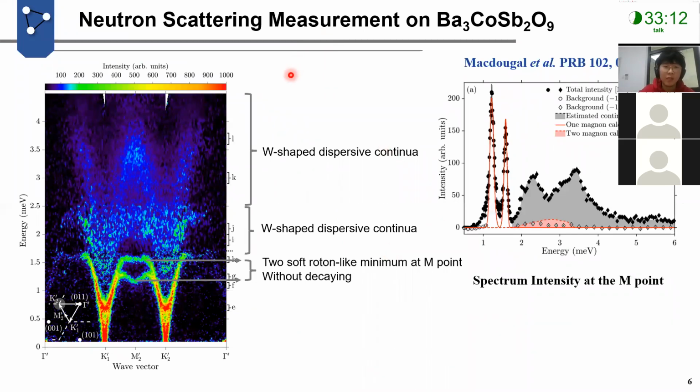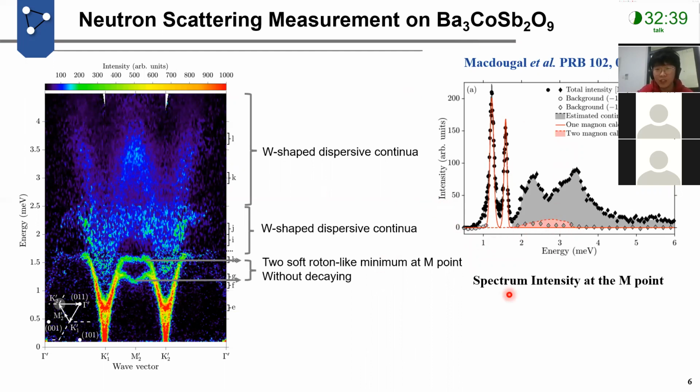A similar experiment, but with a higher resolution on the same material, clearly shows that there are three-stage characteristics. First, in the lower energy region, there are two soft roton-like minima at the endpoint without decay. And at the higher intermediate energy region, there is a W-shaped dispersive continuum. And in the higher energy region, there is also a W-shaped dispersive continuum.